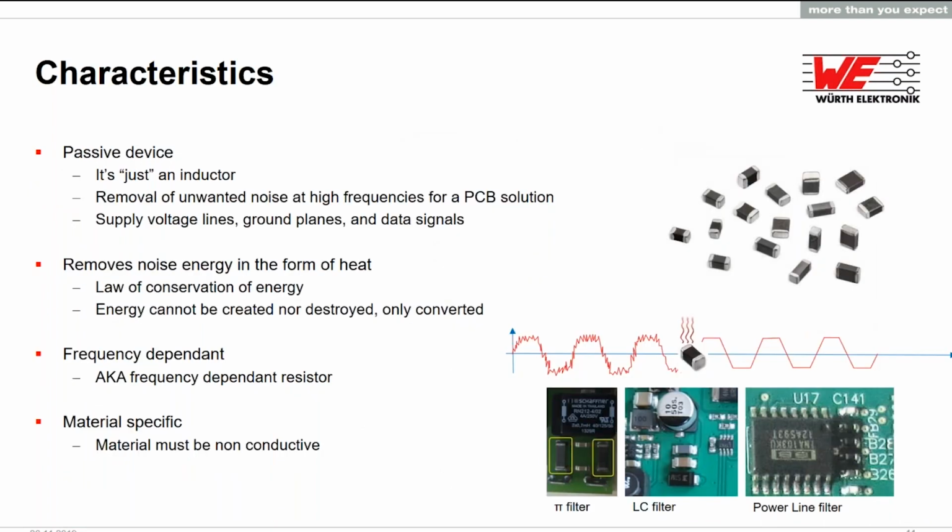The characteristics of a ferrite: it is just a passive device. It's like an inductor. However, instead of storing the energy, here you want to remove this energy in the form of heat. The electrical properties depend on which frequency range you are working in, and the material, which I've mentioned before, nickel zinc or manganese zinc.